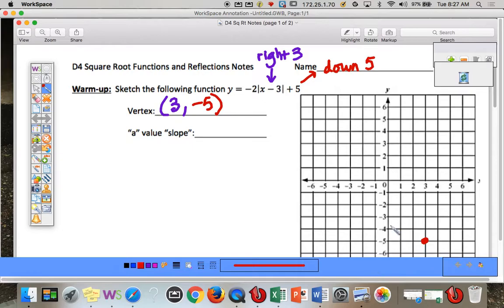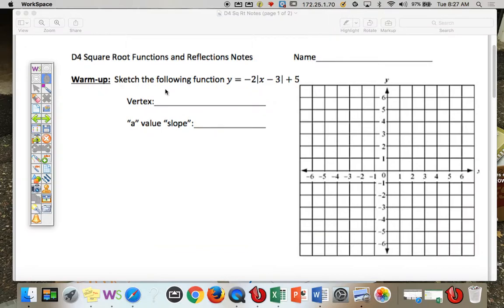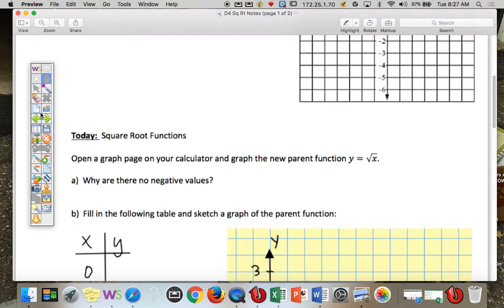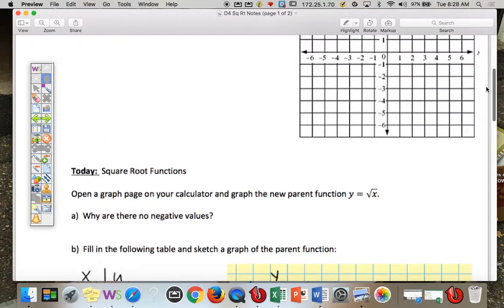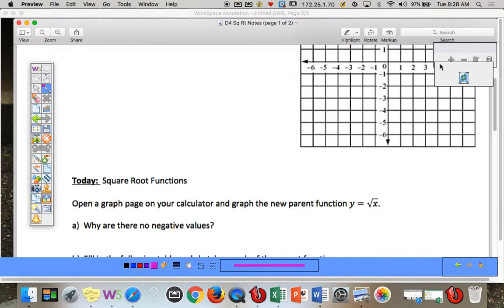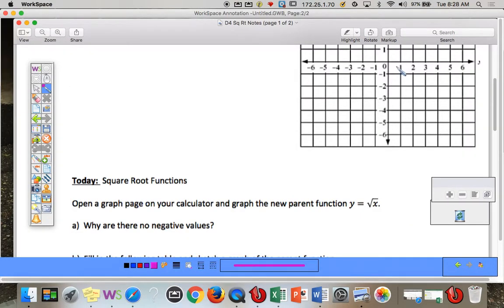We know it's a V-shaped graph, and we talked about how that number right on the outside of the absolute value is kind of like the slope. And here that A value is -2. So what that means is from our vertex, we're going to go down 2 over 1. So actually, I'm going to redo this. Give myself more room here. Okay, so again, the vertex was (3, -5), and we're going to go down 2 over 1, down 2 over 1, and if we extend our line here, here's what the graph looks like.